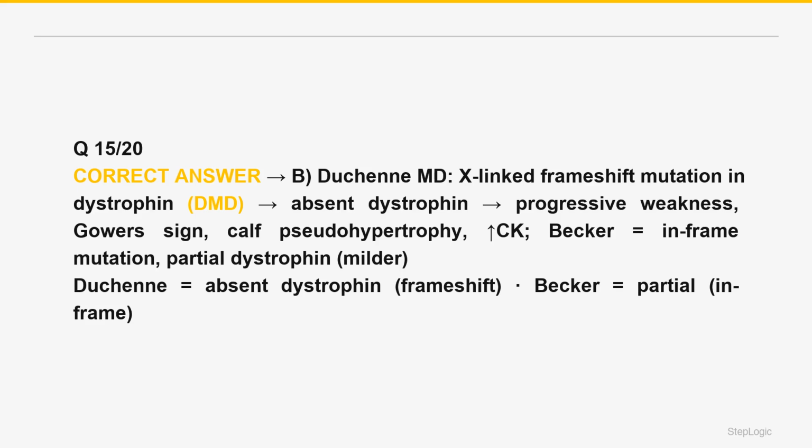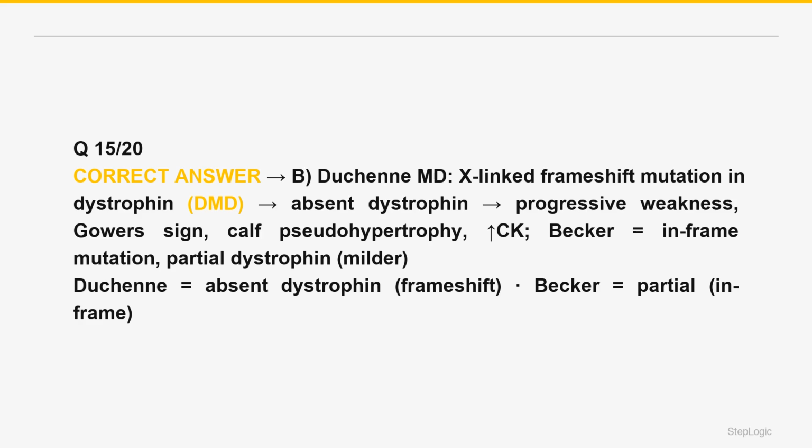The clinical clues are classic: onset before age 5, with proximal muscle weakness, pelvic girdle first, a waddling gait, the Gower sign using the arms to walk up the legs to stand, and calf pseudohypertrophy, enlarged from fat and fibrous replacement. Creatine kinase is markedly elevated. Progression leads to wheelchair dependence and dilated cardiomyopathy, respiratory failure.